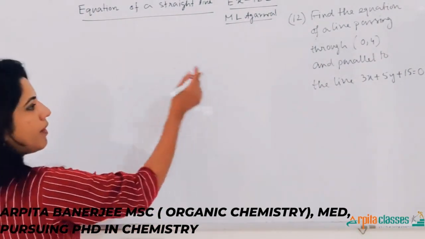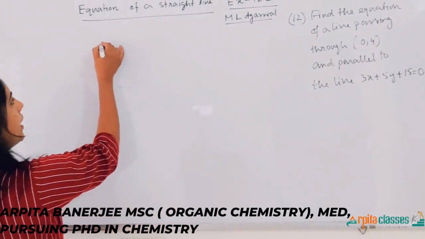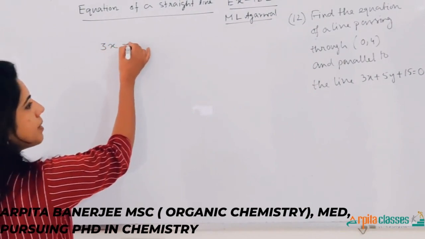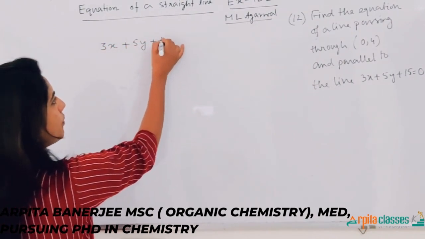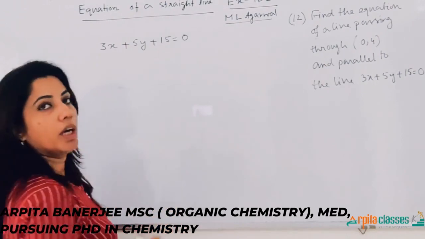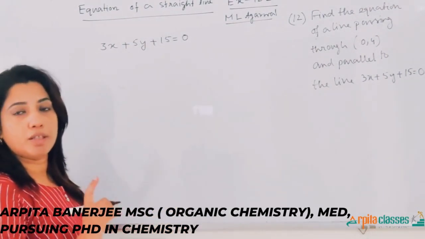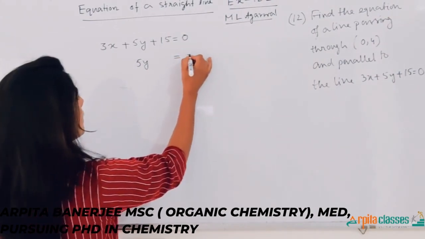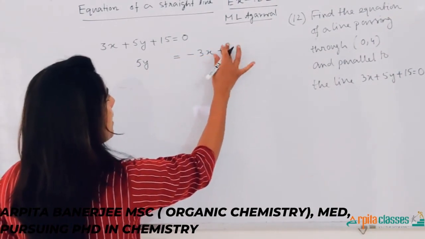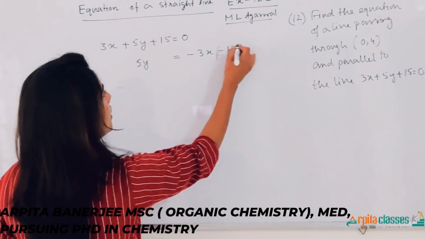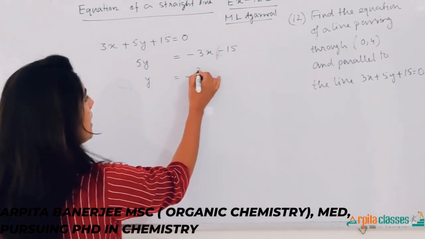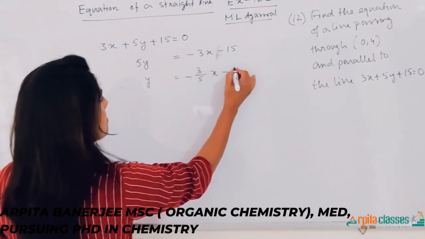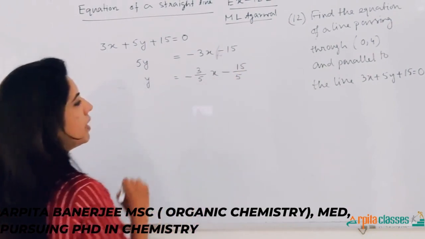First, we'll find out the slope. 3x plus 5y plus 15 is equal to 0. Convert this into the general form, that is y is equal to mx plus c. So 5y is equal to minus 3x minus 15. So y is equal to minus 3 upon 5x minus 15 upon 5.